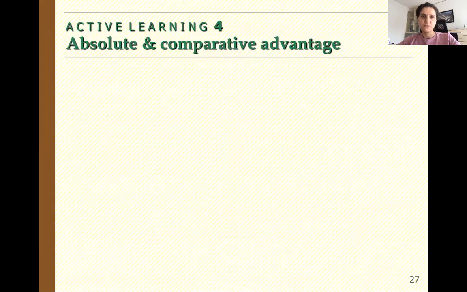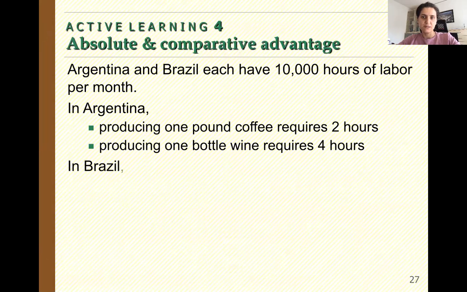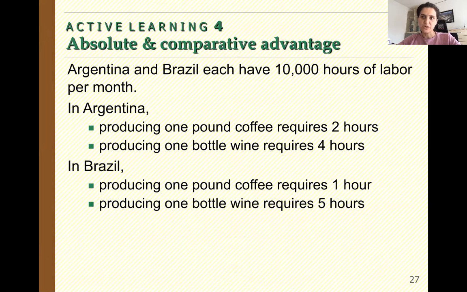So we are going to solve this example in the class. Try to solve it by yourself. First you should draw the production possibility sets and find who has absolute advantage and comparative advantage, and if there's a trade, who would sell what.